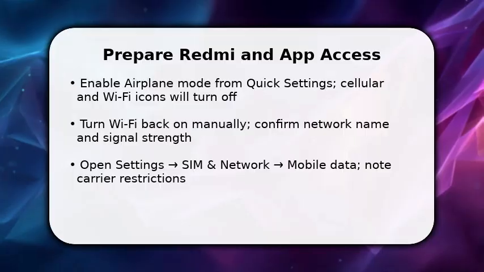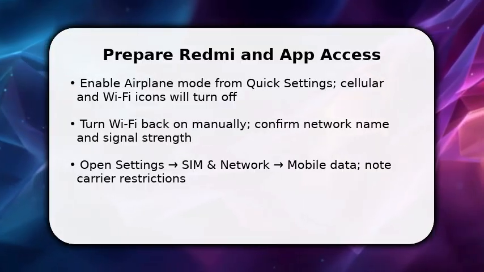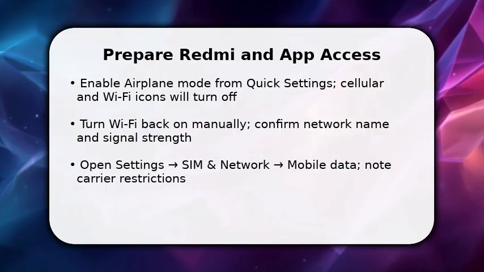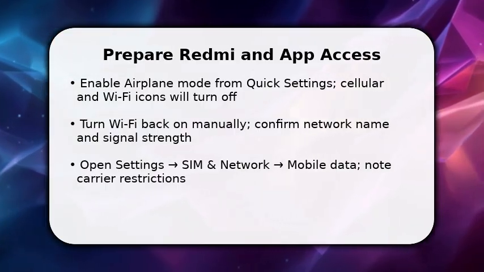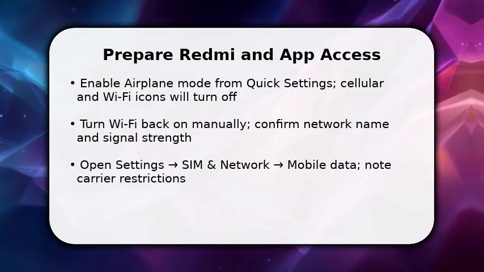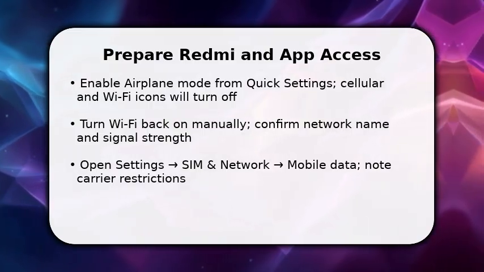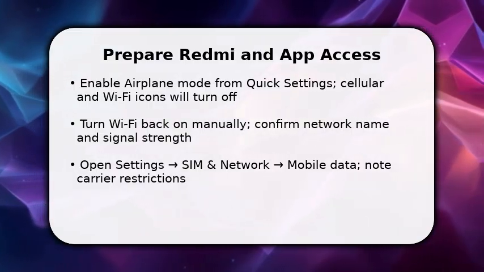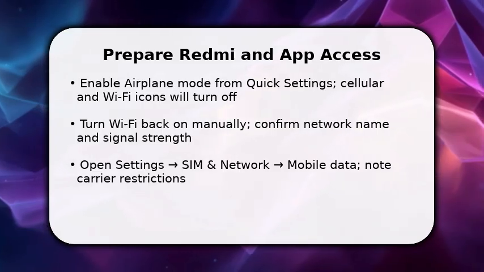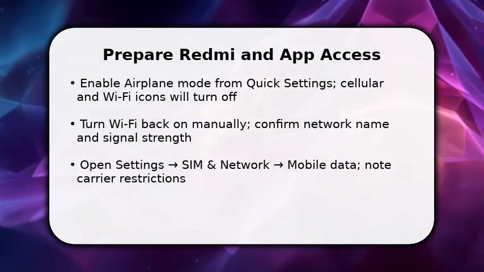Enjoy the video. You start by switching on airplane mode to block cellular radios, then immediately turn Wi-Fi back on so you can control connections. This lets apps use Wi-Fi while keeping cellular off. Next, open the app you need and check its network preference. Some apps prefer cellular by default.